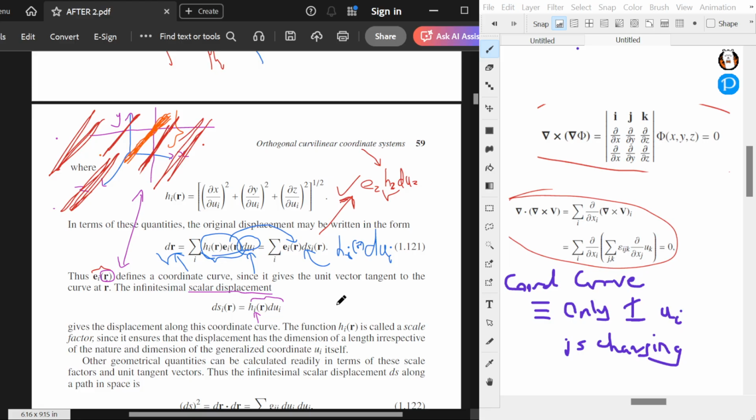The function does ensure that displacement has a length dimension, irrespective of the nature and dimension of the generalized coordinate UI. DUI.